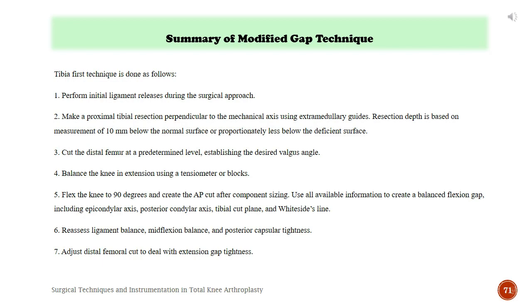5. Flex the knee to 90 degrees and create the AP cut after component sizing. Use all available information to create a balanced flexion gap, including the epicondylar axis, posterior condylar axis, tibial cut plane, and Whiteside's line. 6. Reassess ligament balance, mid-flexion balance, and posterior capsular tightness. 7. Adjust distal femoral cut to deal with extension gap tightness.